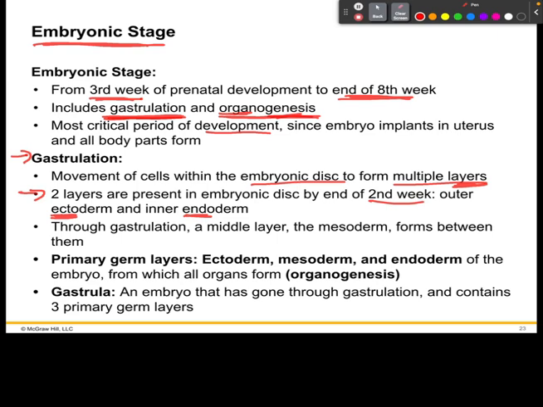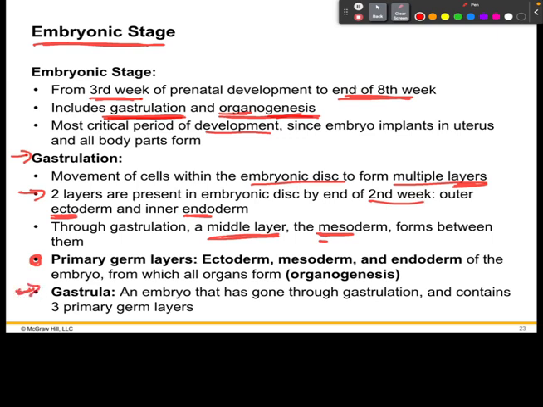Through gastrulation, there will be a middle layer that is going to develop, and that one's called the mesoderm. The best way I remember this one is M for middle. So we have the endoderm on the inside, ectoderm on the outside, and the mesoderm in the middle. These are called the primary germ layers, and these are going to give rise to the organs of the body.